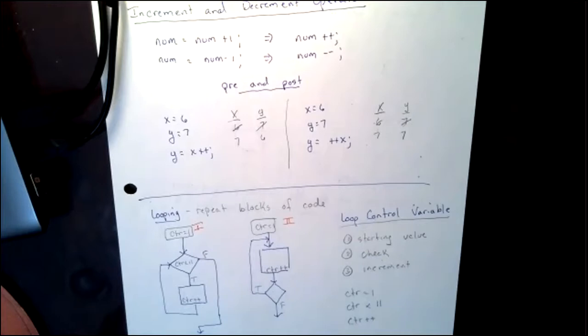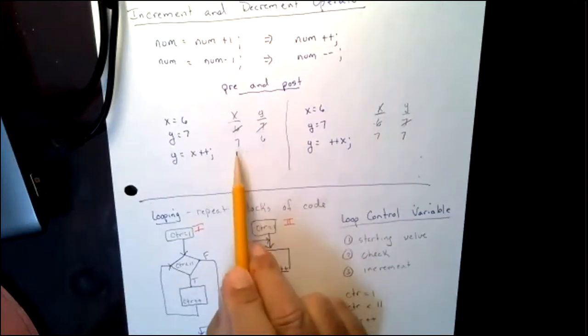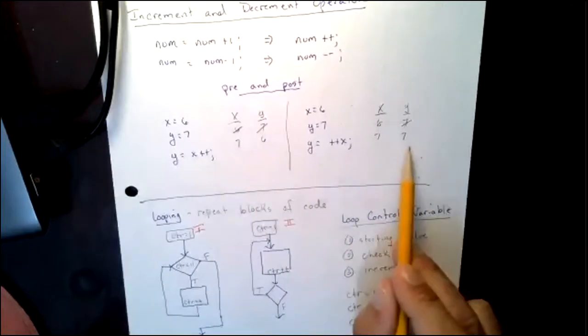Wait, so the same thing happens to each of them? Well, except look at the difference. This is 7 and 6. This is 7 and 7.